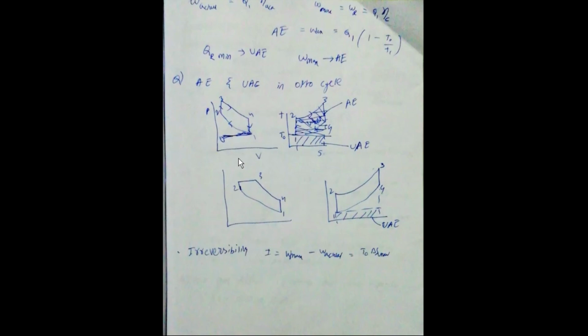Irreversibility: I is equal to W max minus W actual is equal to T0 delta S universe.